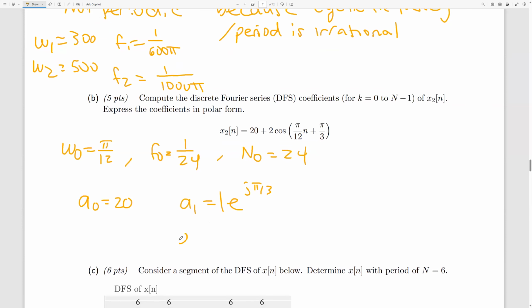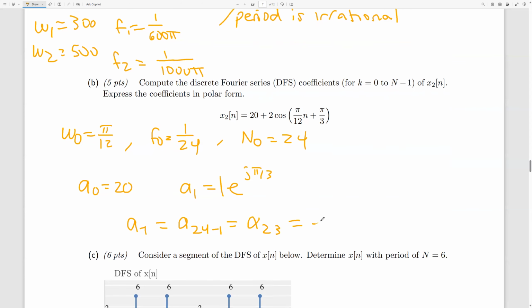And then I know that the length of my signal is 24, so A sub negative 1 equals A of 24 minus 1, A of 23, equals the symmetry part, so e to the negative j pi over 3. So you're free to just not write all this out. You could just write this right part, for example. I just write all the work just because.